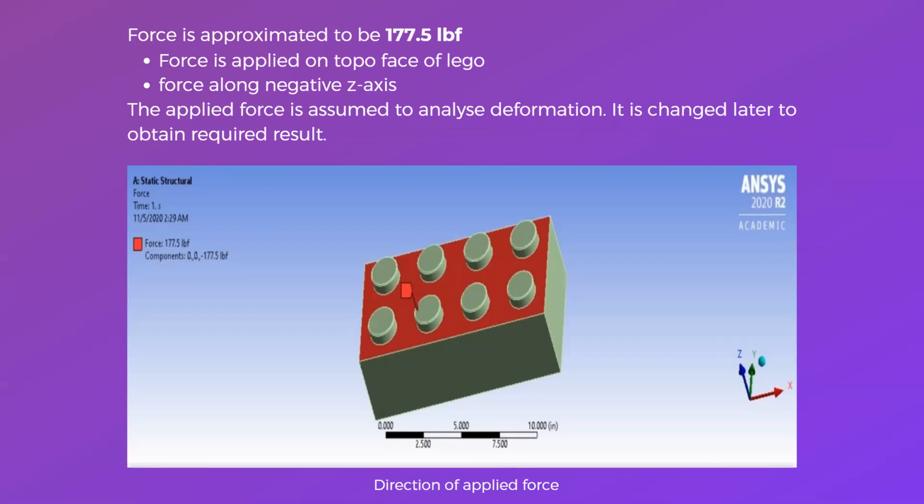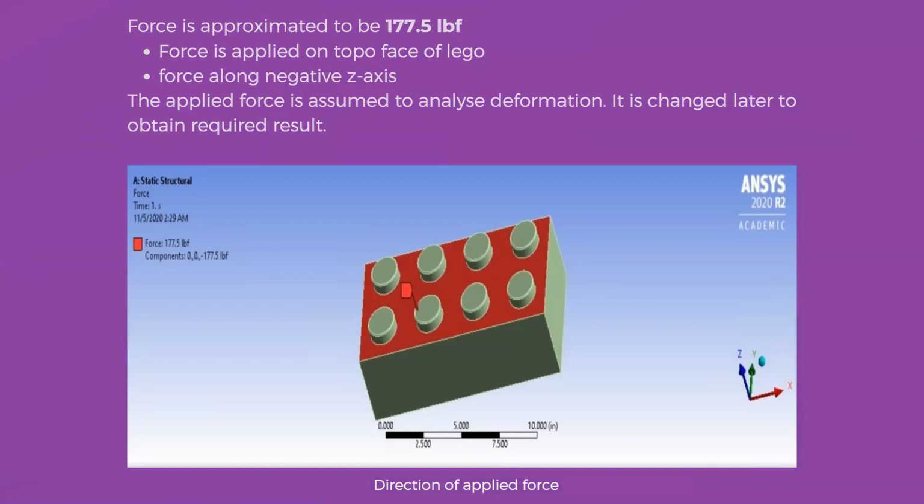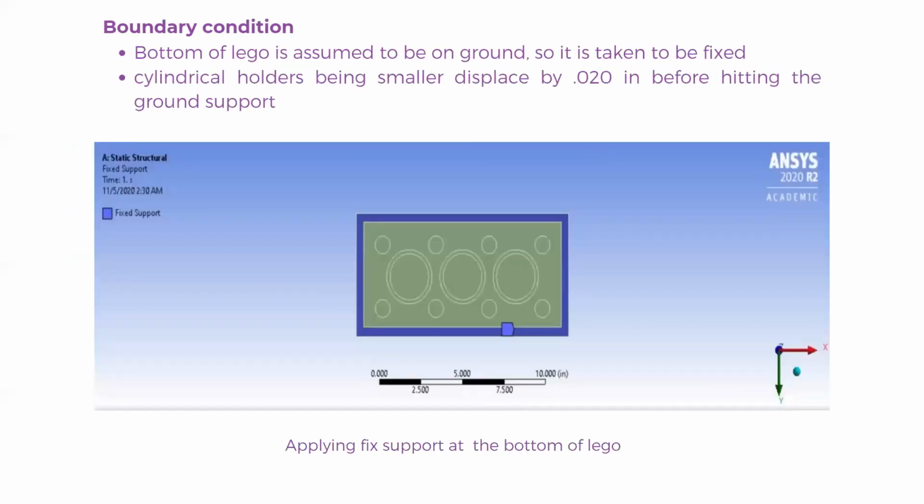Moving next, for the boundary conditions, we fixed the bottom of the Lego brick, considering it to be placed on the ground, while the tubes we allowed to move in a particular direction, because the tubes were slightly above the ground compared to the lower part. So when the force was applied onto the brick, the tubes moved up to a certain distance, which is 0.20 in this case, and after touching the ground, the stress was distributed along the whole brick body.